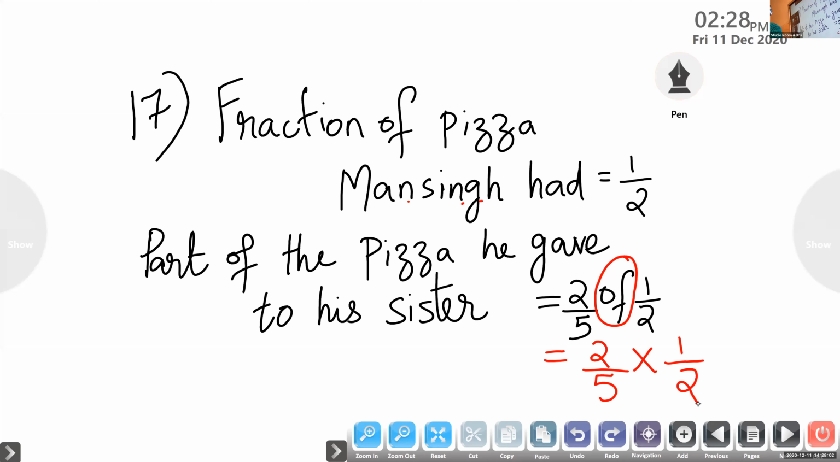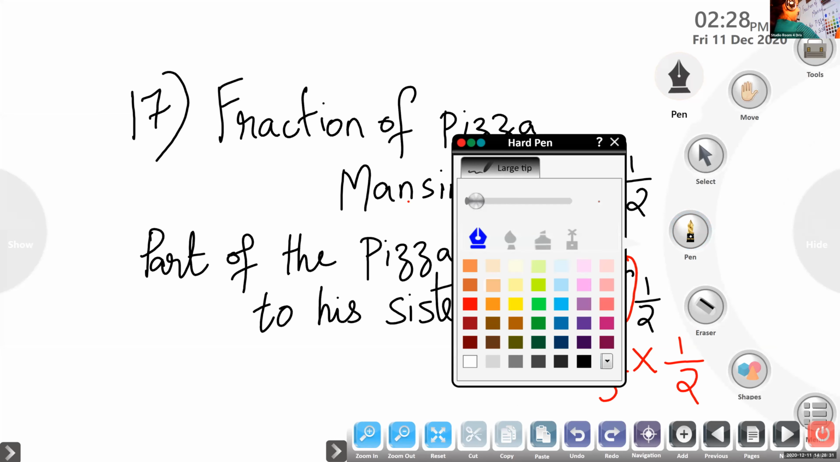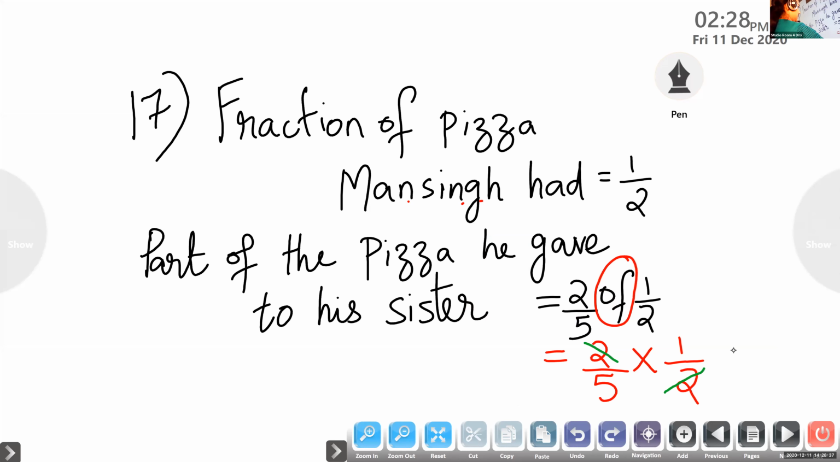2 and 2 can be crossed out. So what will be remaining? When you cross out 2 and 2, what is remaining here? 5 and 1, so 1 by 5. Only 1 by 5 is remaining. We will cross out these 2 and these 2. So the answer is 1 by 5.